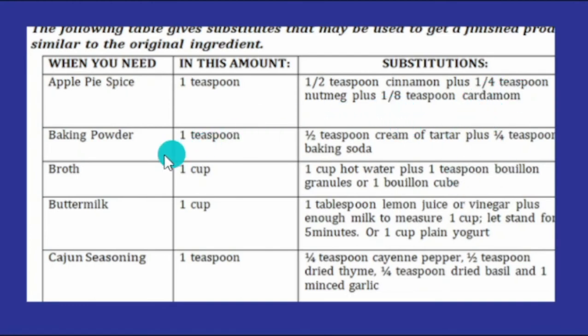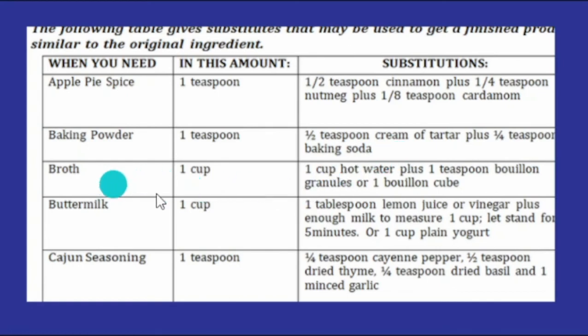Over mix the measurement of the ingredients. Now what if we need baking powder at a measurement of 1 teaspoon? You can use 1/2 teaspoon of cream of tartar plus 1/4 teaspoon of baking soda.